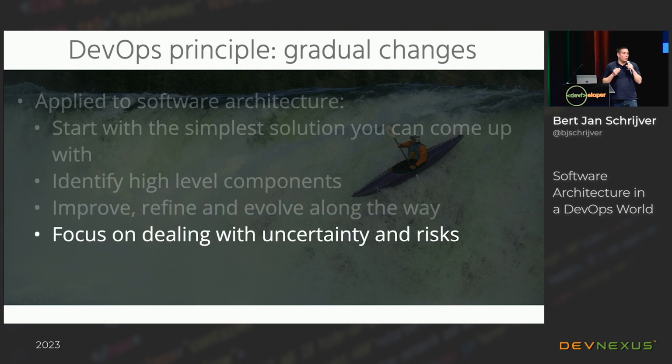I guess it's also about focusing on dealing with uncertainty and dealing with risks. If you're just getting started in a project, it makes sense to think about which things are important, hard to change, that are things we need to address now. Which risks do we need to address now to make sure that the project at some point will succeed? Or how do we minimize those risks to increase our chance of succeeding with the project?